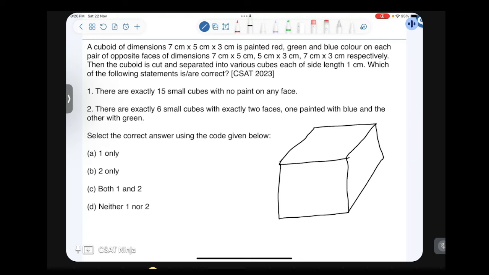So the side is 7 into 5 into 3. So what I'll do is I'll do like this. I'll make this one 7. I'll make this one 7. I'll make this one 5, and I'll make this one 3. So I'll give this one 3, and I'll give this one 5.